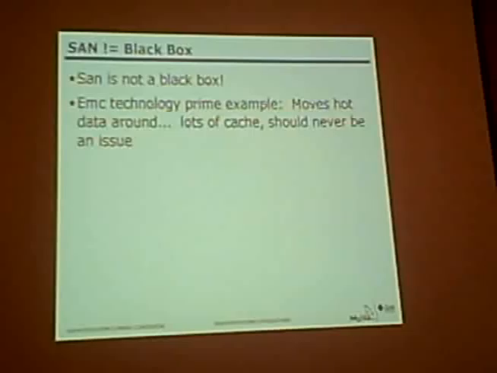A lot of people also think that a SAN is a black box. This is a little bit on the I/O side again, but it's not. Try not to think of anything in your architecture as a black box. That's just asking for problems.